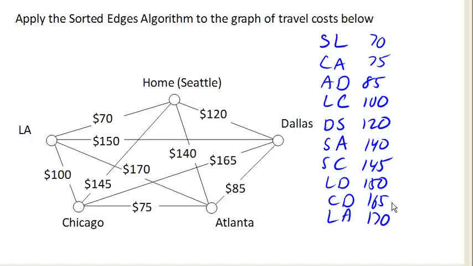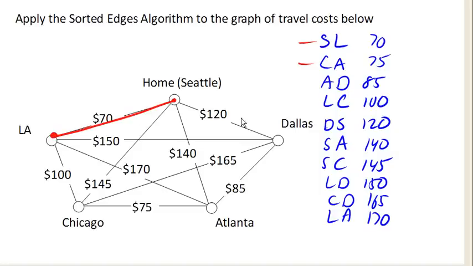And really, just so you know, you don't really have to list these all out if you're good at searching, but sometimes it's helpful to list them all out in advance. Okay, so let's go ahead and give this a try. Seattle to LA is our first edge.